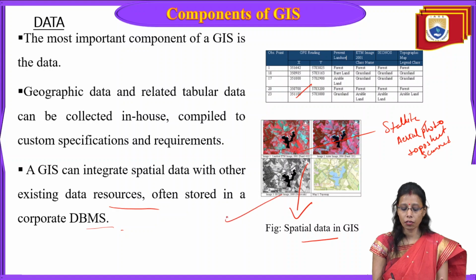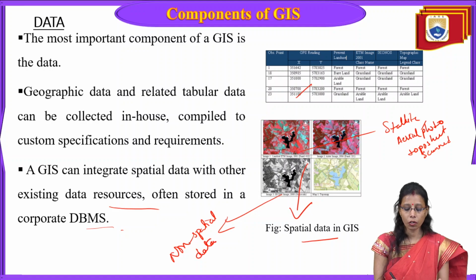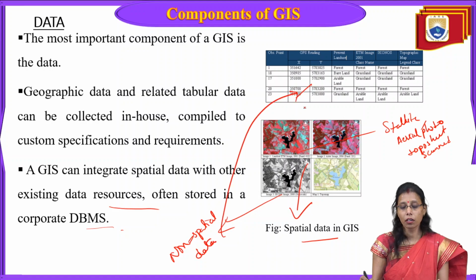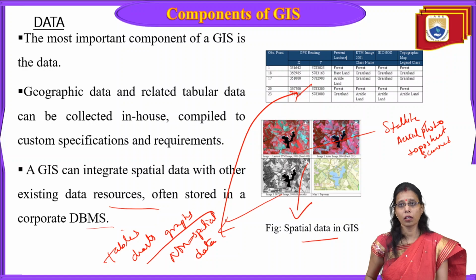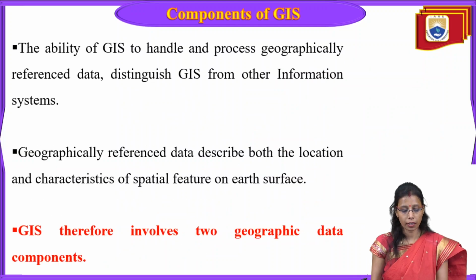Along with the spatial data, we should have non-spatial data. What type of non-spatial data is this? That should be in the form of tables, charts, or graphs. All these types of data come under non-spatial data. The ability of GIS to handle and process geographically referenced data distinguishes GIS from other information systems.